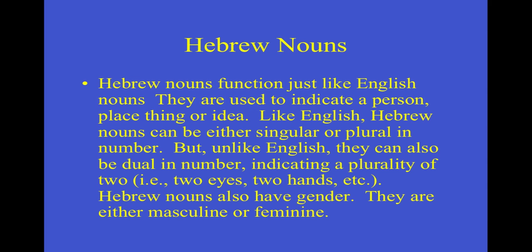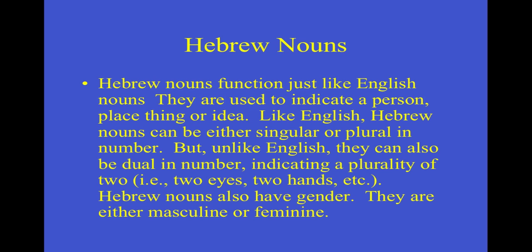Hebrew nouns function just like English nouns do. They're used to indicate a person, place, a thing, or an idea. Like English, Hebrew nouns can be either singular or plural in number, but unlike English, they can also be dual in number, indicating a plurality of two, like 2 eyes, 2 hands. So the word eyes will be in a dual form, and Logos will tell you that.